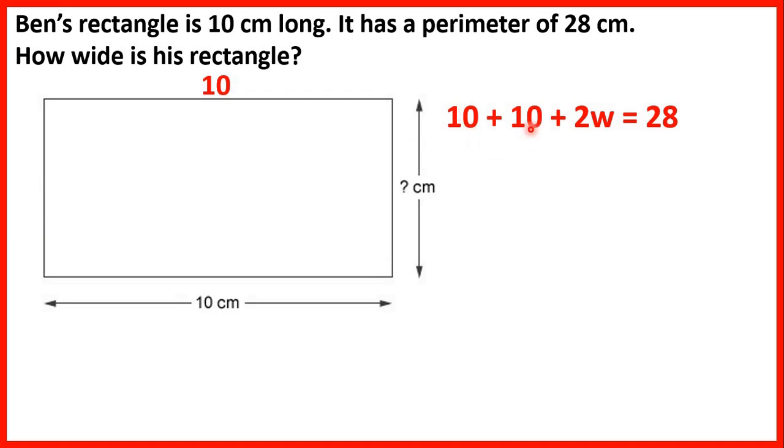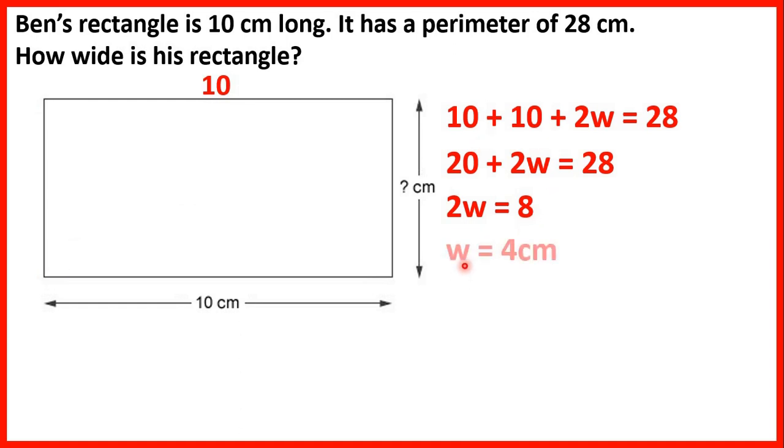Now 10 plus 10 is 20, so 20 centimetres plus the two widths together need to make 28 centimetres. That means the two widths together must be 8 centimetres, because 20 plus 8 is 28. And if the two widths together are 8, so if this width plus this width is 8 centimetres, then each width must be 4 centimetres, because 8 divided by 2 is 4. So the width of the rectangle is 4 centimetres.